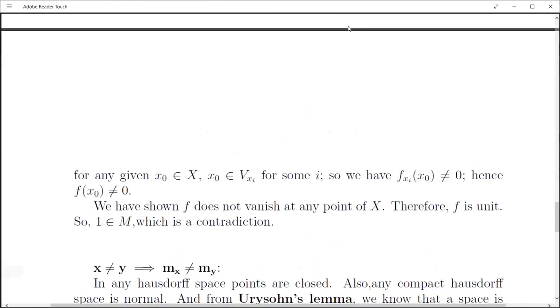So that's what I was saying, that f does not vanish at any point of x. So my f is a unit, but no unit can belong to the maximal ideal. So that's a contradiction. So we have shown that every maximal ideal has to be of that form. You take a particular x and look at the collection of all functions which vanish at that point. That will give you a maximal ideal, and these are all. So we have completely classified all the maximal ideals.